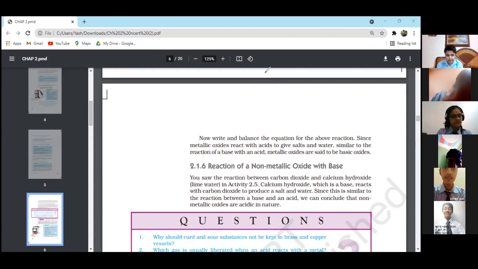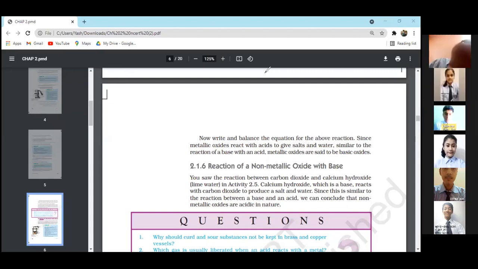Carbon dioxide is a non-metallic oxide. And calcium hydroxide is a base. To the carbon dioxide, which is a non-metallic oxide, we have added calcium hydroxide. Will calcium hydroxide be basic or acidic in nature? Ma'am, basic. We learned at the start of the chapter that calcium hydroxide is a strong base. Remember? Thus, it is a strong base.